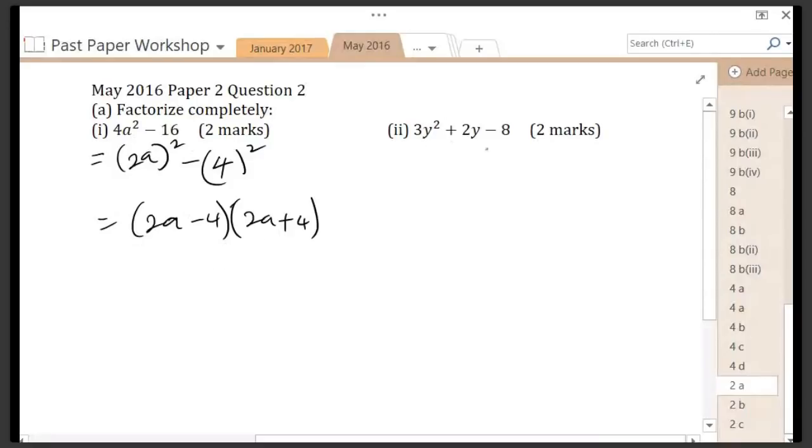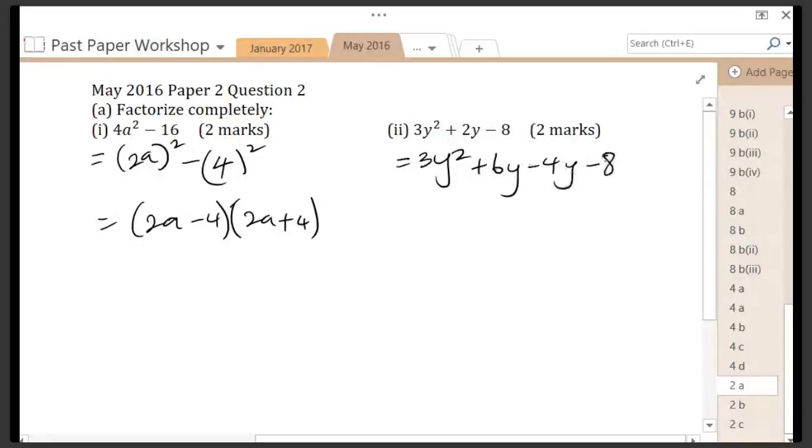So here now, we want to factorize this quadratic equation here. So 3 multiplied by 8 minus 8 is minus 24. And remember the rule: factors of AC whose sum is B. Now here we want to get 2. So I'm going to use 4 and 6, all right, because 6 minus 4 will give me 2. So I'm going to write here, this is 3y squared plus 6y minus 4y minus 8.